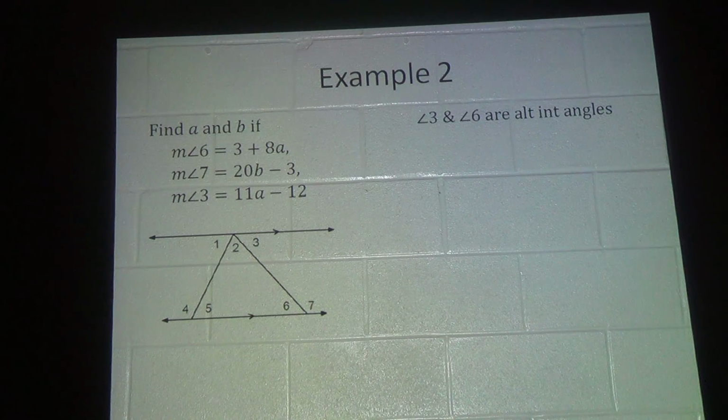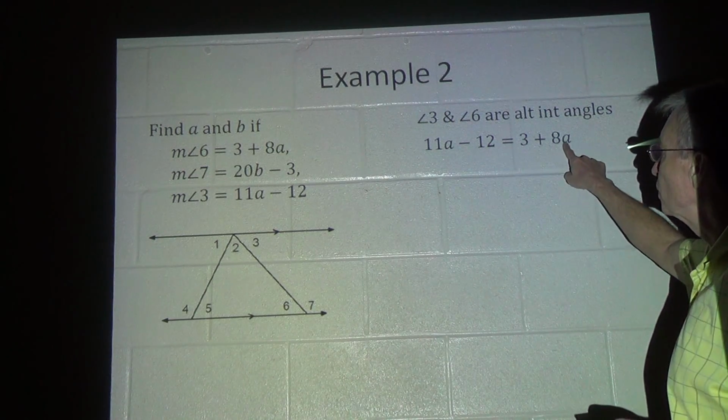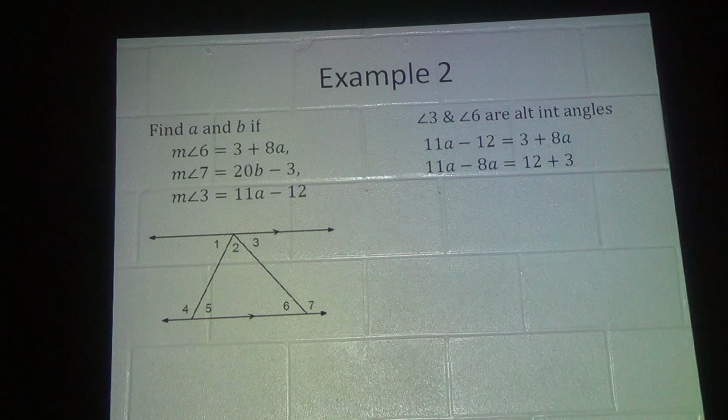Angle 3 and angle 6 are the same because they're alternate interior angles. So let's put that in. That gives us 11a minus 12 is equal to 3 plus 8a. We're going to combine like terms by adding and subtracting. We're going to add the 12 to both sides and subtract the 8a from both sides. That gives us 11a minus 8a equals 12 plus 3. So 3a is equal to 15. So a is equal to 5.